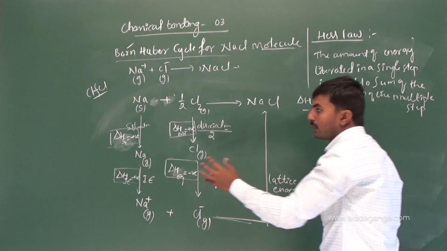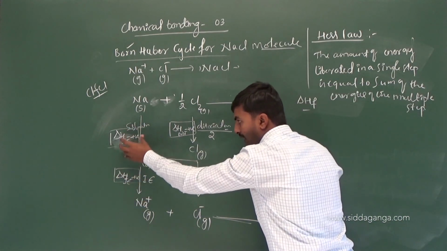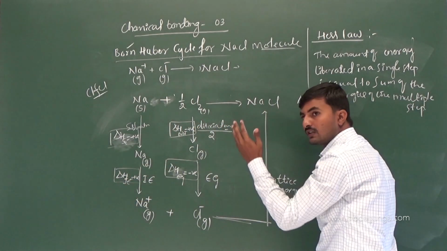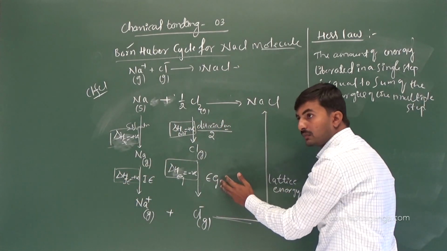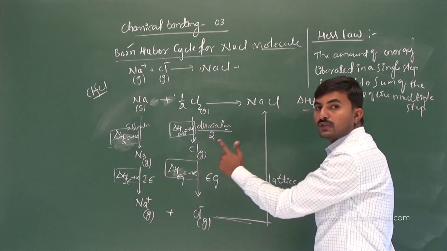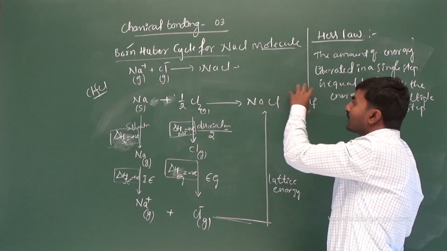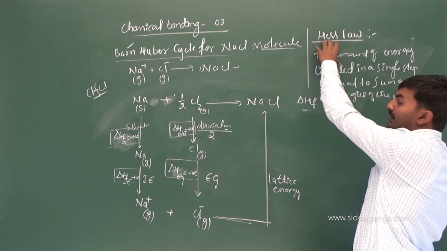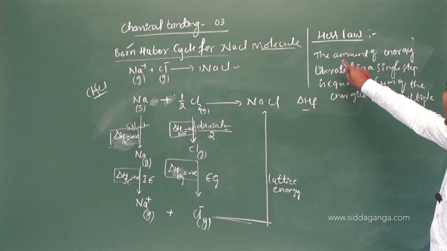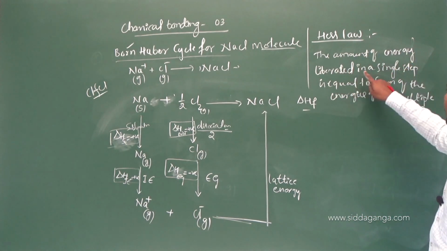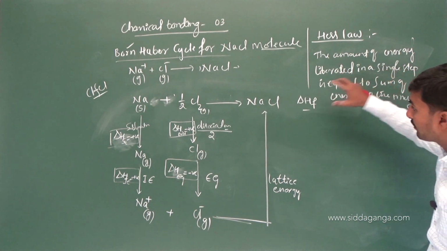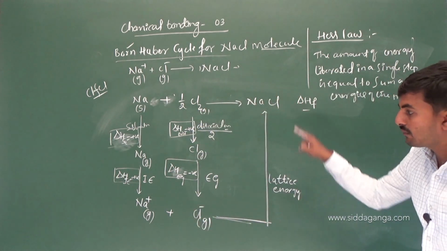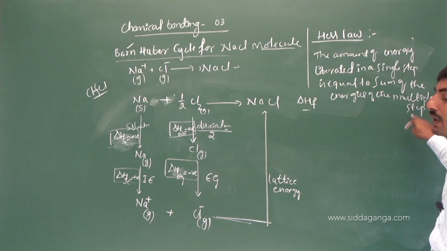When we sum up all these energies, that means enthalpy of sublimation, ionization energy, dissociation energy, followed by electron gain enthalpy, the sum of those energies is equal to the enthalpy of formation. That is according to Hess law. It says the amount of energy liberated in a single step is equal to the sum of energies of the multiple steps.